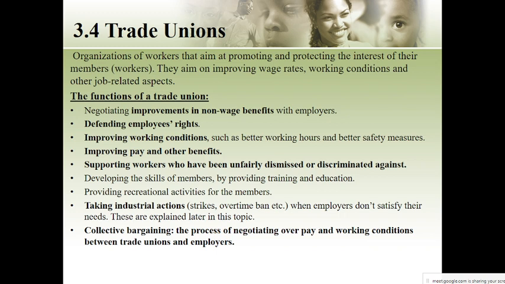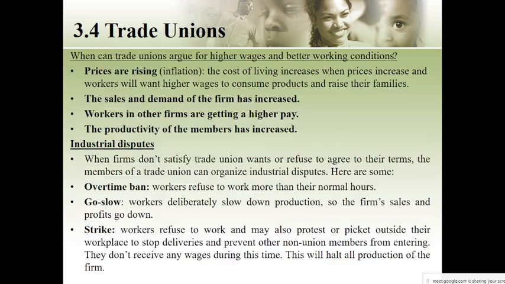Then taking industrial action like strikes, overtime bans, etc. When employees' needs are not satisfied, these are explained later in this topic. Then collective bargaining, the process of negotiating over pay and working conditions between the trade union and the employer. Apart from all these factors, everything was common sense, and these are the functions of the trade union. Got that?